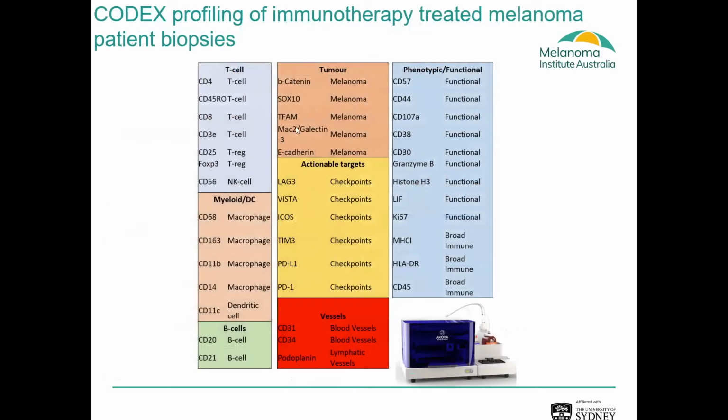So one of the first staining attempts we used was a 46 marker panel, which included T cell markers, myeloid cell markers, B cells, tumor cell markers, so melanoma specific, as well as actionable drug targets, so immune checkpoint inhibitors, vasculature markers, and multiple phenotypic markers, so a real broad tumor immune profiling panel.